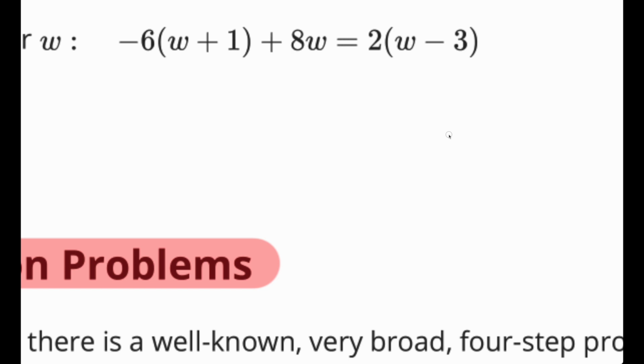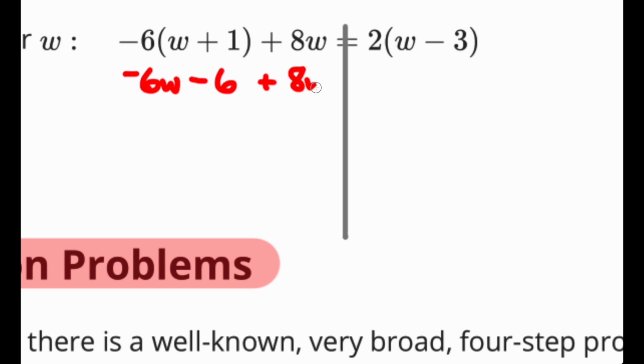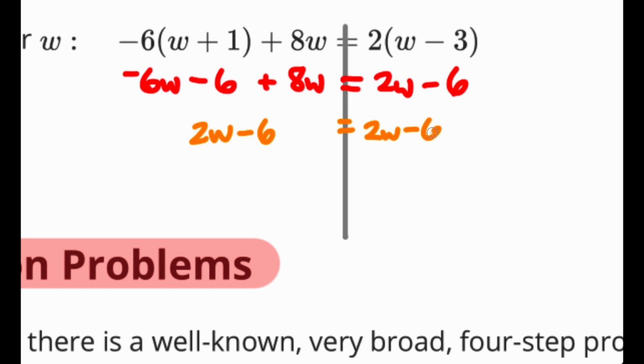All right, so for this one, first thing we're going to do is put that line there to separate the equal signs. So you have the left side of the equal sign, right side of the equal sign. Then we're going to distribute that -6 here. So it's -6W minus 6 plus 8W is equal to 2W minus 6. Okay, from here, the -6W and 8W are going to cancel to 2W minus 6 is equal to 2W minus 6.